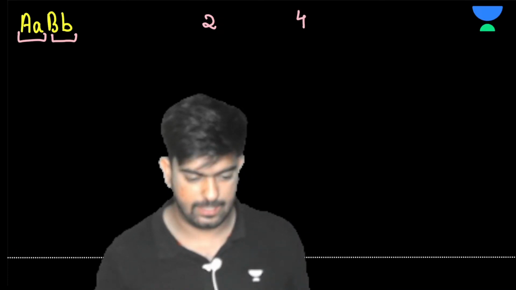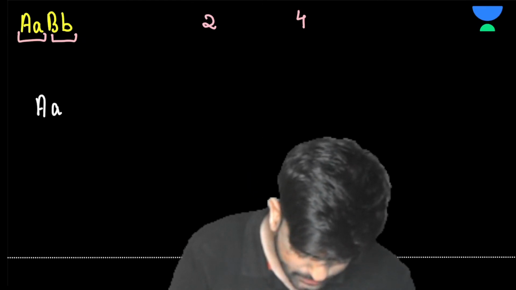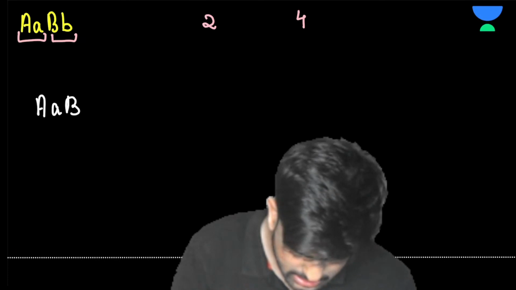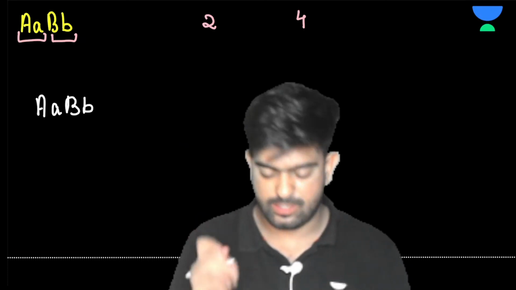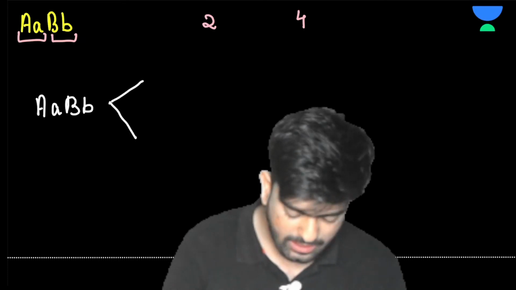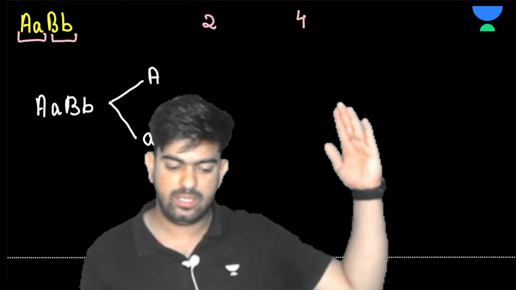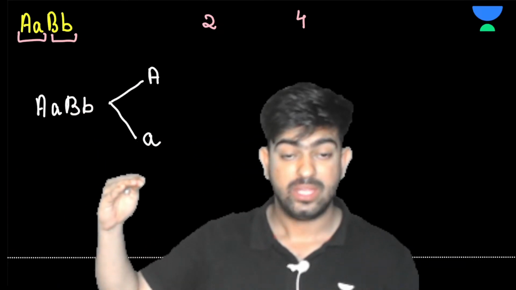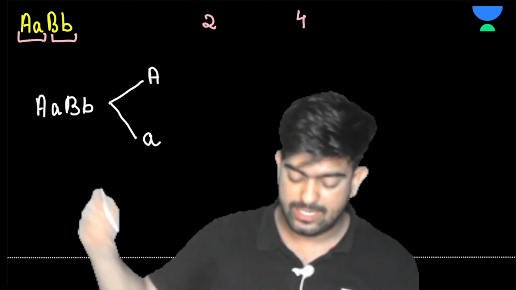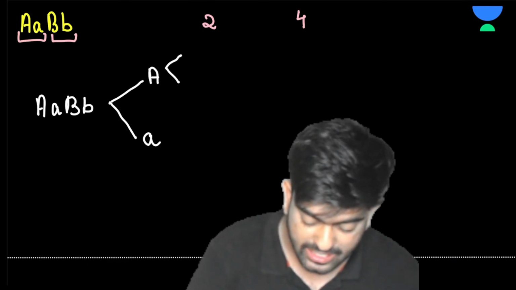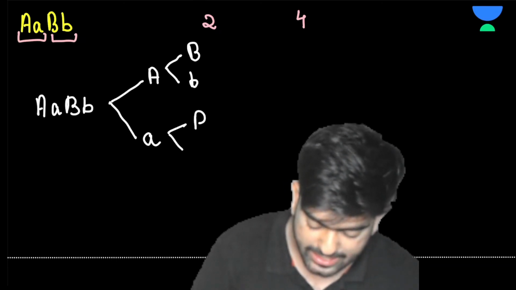How, sir? See here. We have capital A and small a, capital B and small b. The number of heterozygous pairs is 2. One pair is capital A and small a. Then we have another heterozygous pair, capital B and small b. So again we are going to bifurcate here, capital B and small b, and here capital B and small b.